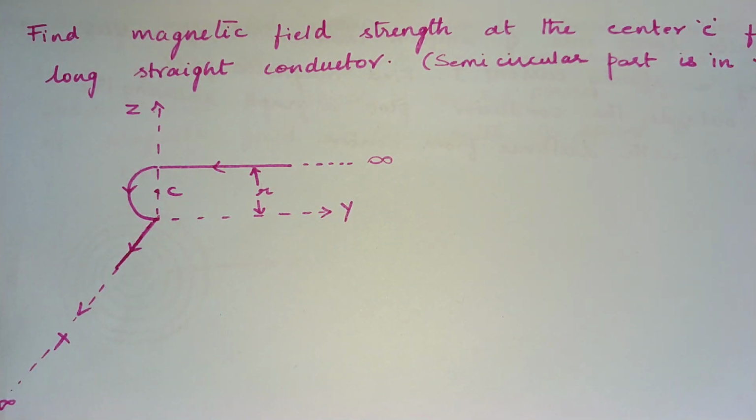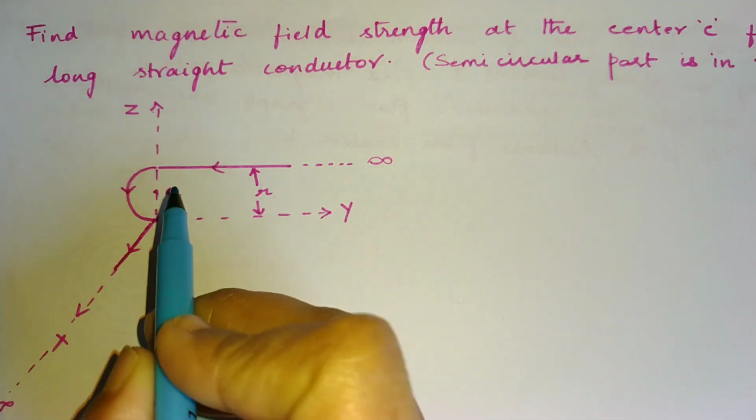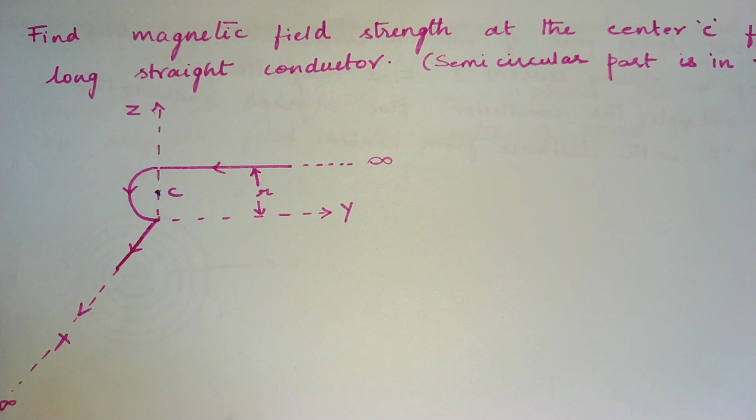Okay, today we'll look into a few more typical questions based on calculation of magnetic field for various current carrying conductors. So look into the first question. We are asked to find out the strength of the magnetic field at the center C, this point, for the given arrangement of a wire.